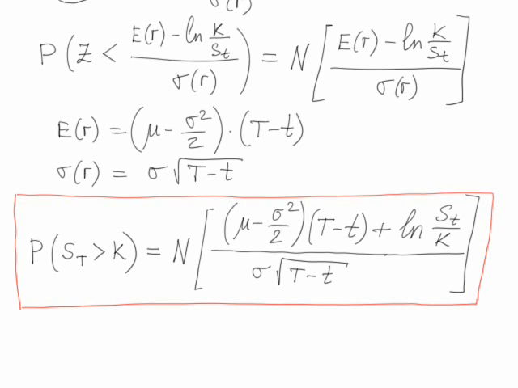So here we found the probability that a call option expires in the money. This was a call option with a strike price K, and we assumed that the stock follows geometric Brownian motion with instantaneous rate of return mu and standard deviation sigma. Thank you for your attention.